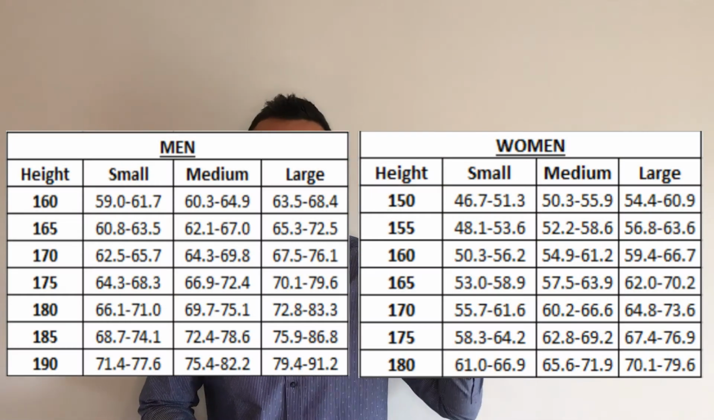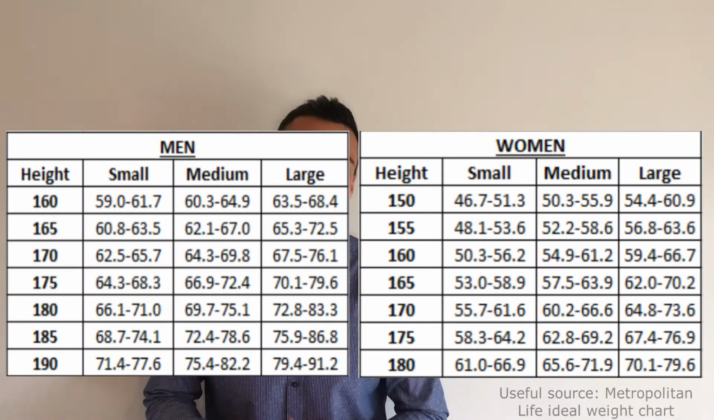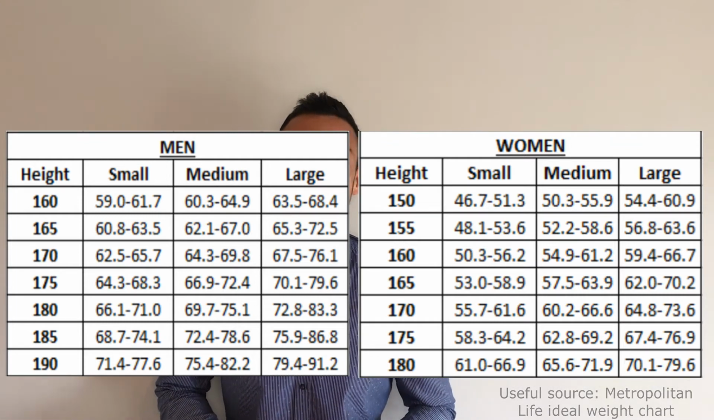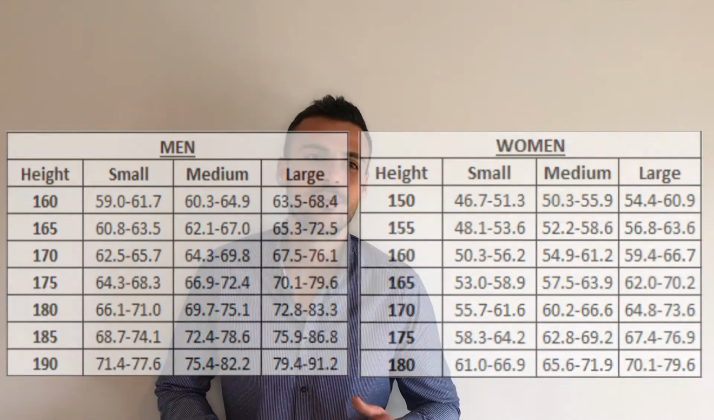So now we've taken into consideration our height and our body frame size. And according to this chart, we can see what our ideal weight is. Now you can pause the video and take a better look at these charts while I discuss the next method, which has to do with the waist measurement and the waist to hip ratio.